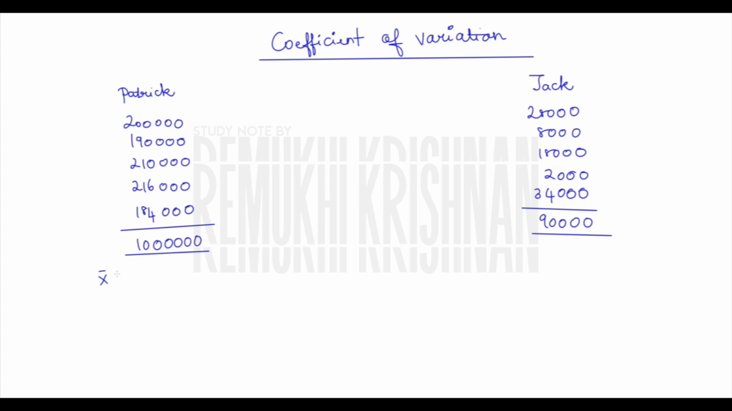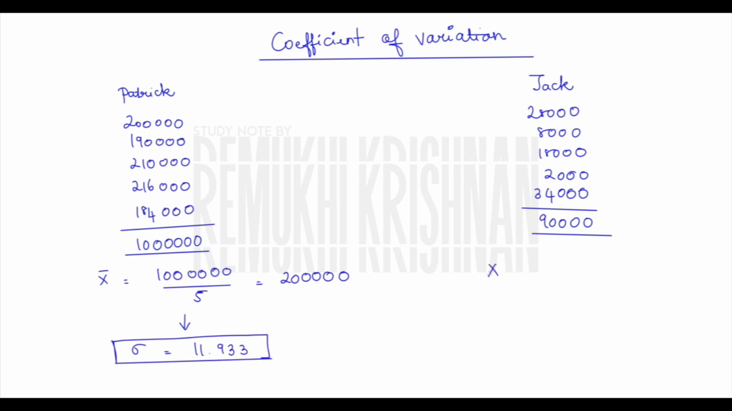Okay, I'm just going to find my average value. The average value, that is the mean x bar, is coming to be 2 lakh. With the help of this, I'm going to find my sigma. I didn't use the formula because you already know it. Just substitute the values in this formula and you will arrive at your sigma, which comes to be 11.933.